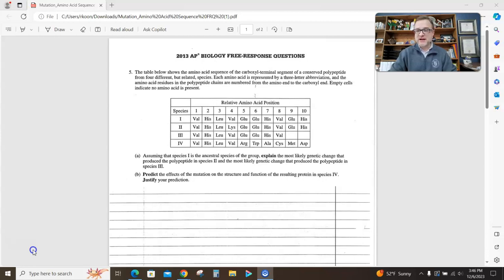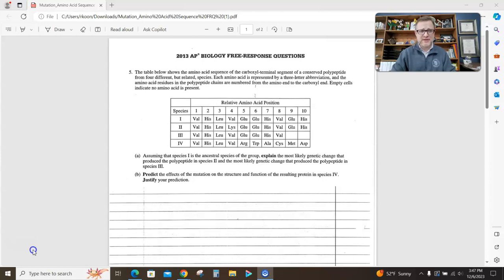All right, this is question 5 on the 2013 AP exam. The table below shows the amino acid sequence of the carboxyl terminal segment of a conserved polypeptide from 4 different but related species. Each amino acid is represented by a 3-letter abbreviation, and the amino acid residues in the polypeptide chains are numbered from the amino end to the carboxyl end. Empty cells indicate no amino acid is present.